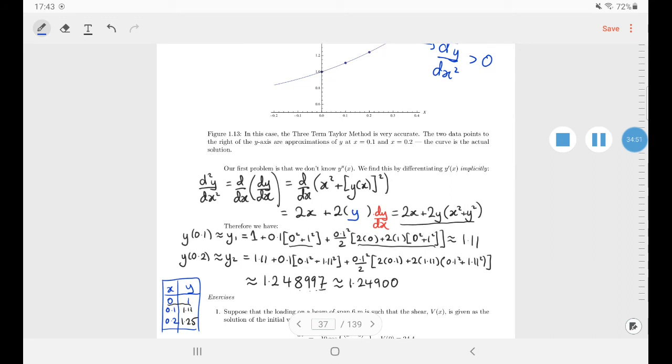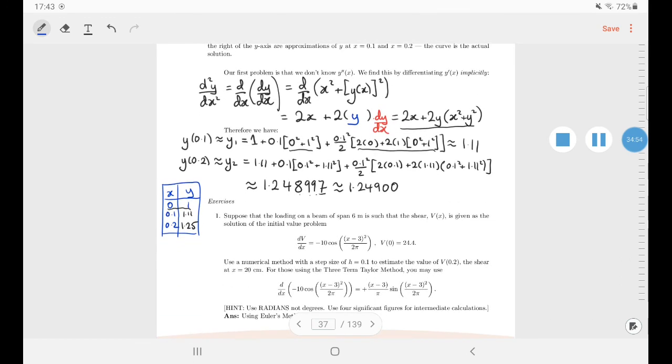Now the problem with the three-term Taylor method is we've got this horrible differentiation. Look at this problem down below, exercise 1. You want to differentiate that? Oh, nasty. So what we'll be looking at is, could we possibly improve Euler's method in a different way that makes the maths easier? That's what we'll be looking at next week.